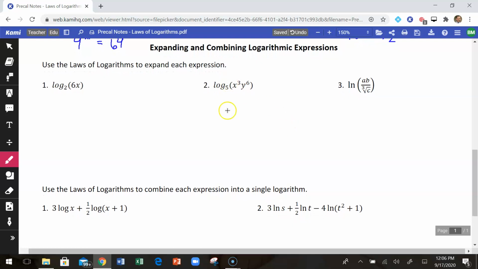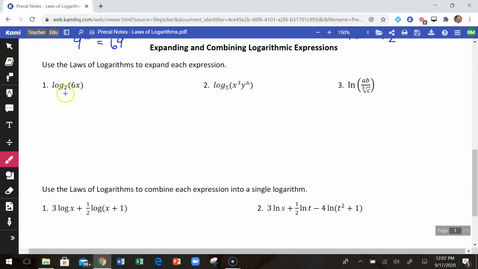The next couple of sections here are just combining logs or expanding logs out. So we're going to use the law of logarithms both ways, where we will look to expand them out or condense them down to a single log. So the first group here is to use the law of logarithms to expand each expression. So we want to write these out to where it's either a sum or difference of several different logs.